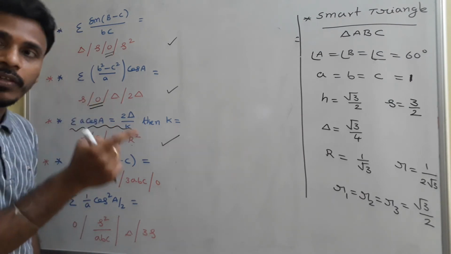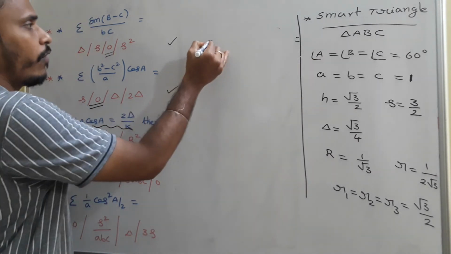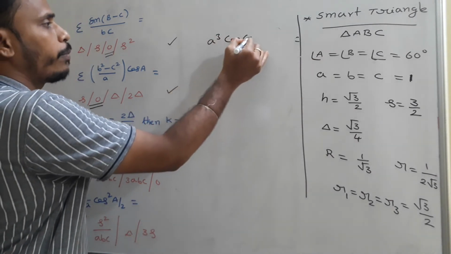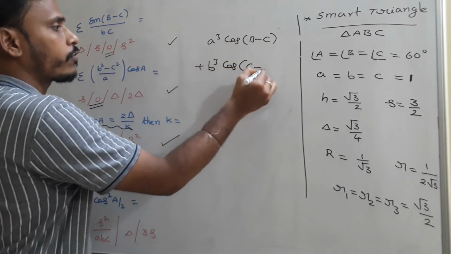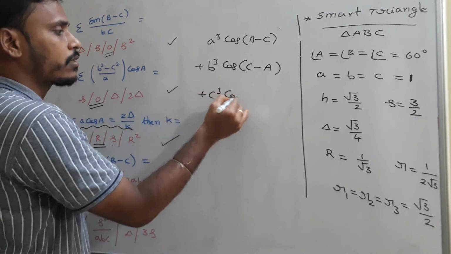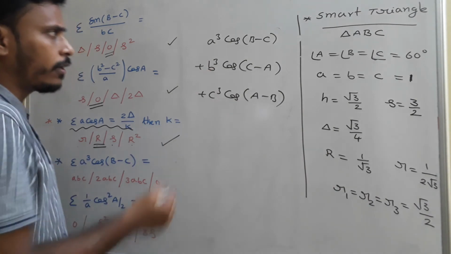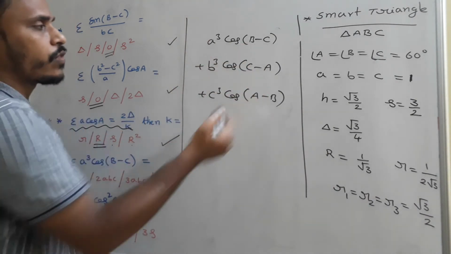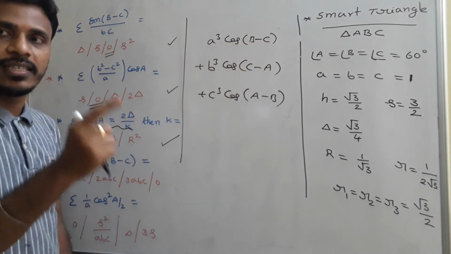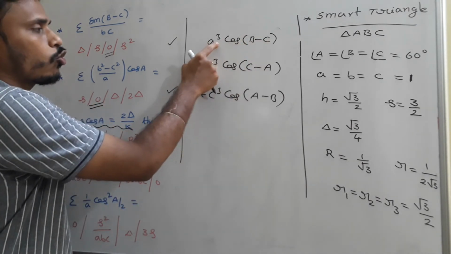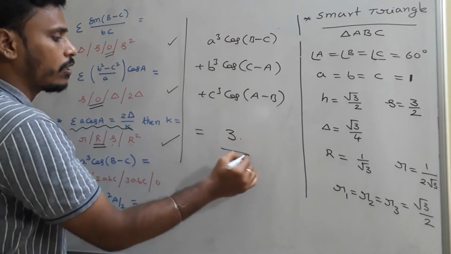When you replace A with 1, and B and C with 60, 60, first term I am simplifying. A cube cos of B minus C is the first term, the second term is B cube cos of C minus A, plus the third term is C cube cos of A minus B. Replace A, B, C with 1 and the angles with 60. So 60 minus 60 is 0, cos 0 degrees is again 1. A cube is 1, 1 into 1 is 1. So everything is 1 and at the end your answer is 3.